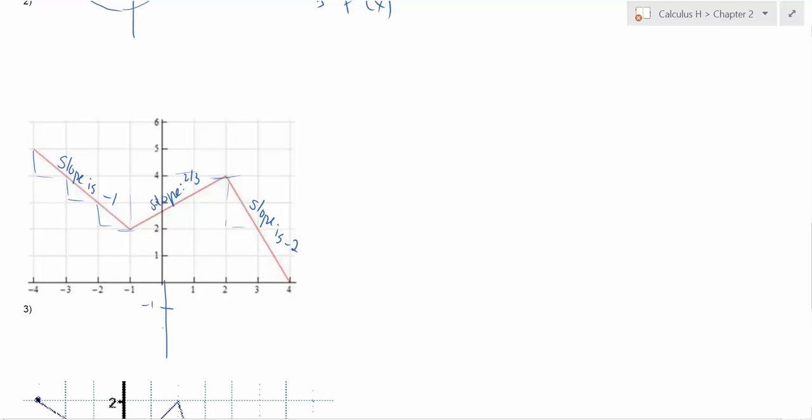Drawing it a bit more in my graph. Okay, so slope is -1 until we get up to -1. I don't actually know what the derivative is at -1, so I'm going to use an open circle. The slope is 2/3 from -1 to 2. But again, I don't know what the slope is at 2, so I'm just going to leave an open circle. And then from 2 onwards, my slope is -2.